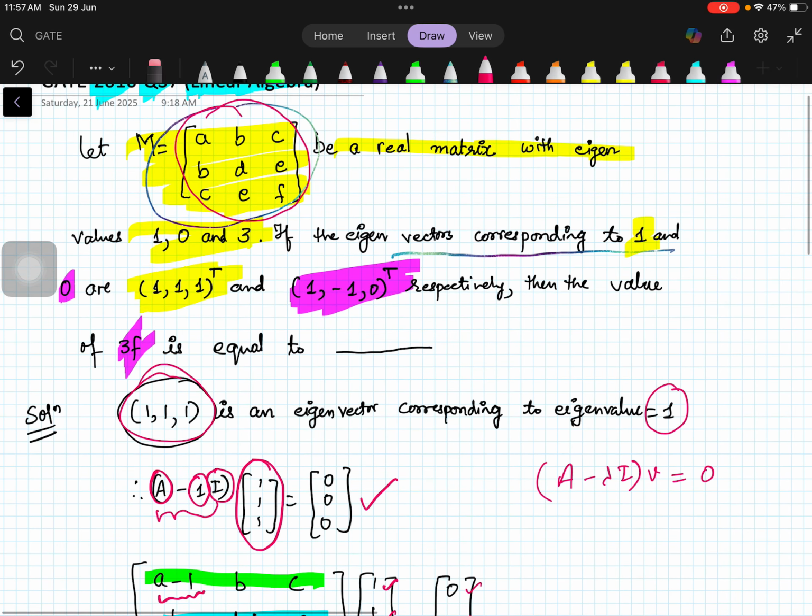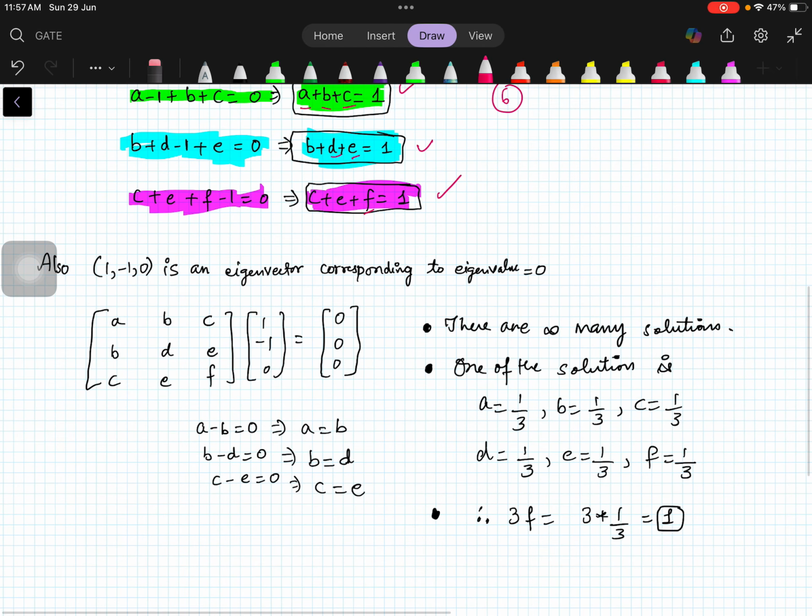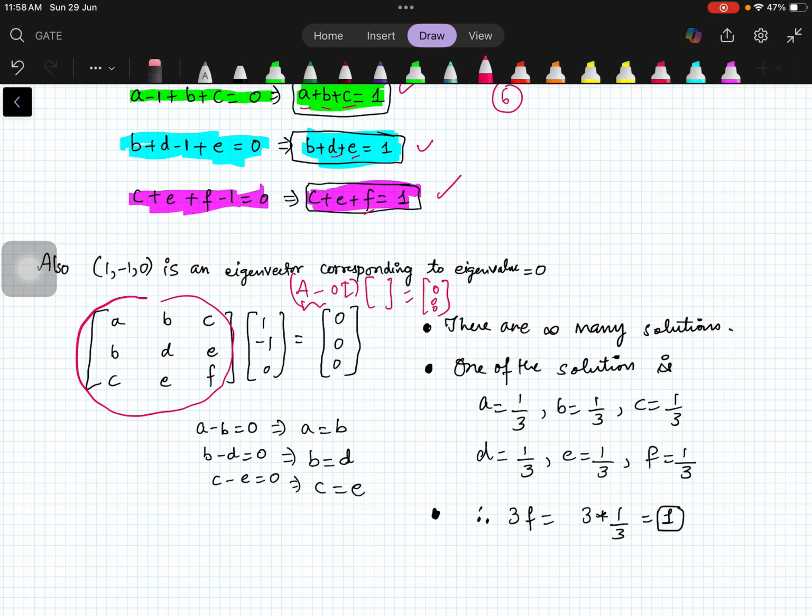One more thing is given, that this particular vector is an eigenvector corresponding to 0. So you will use the definition again. You have (A minus 0 times the identity) times the eigenvector equal to (0, 0, 0). When you do A minus 0, you get A again, and the product with the vector is (0, 0, 0). When you multiply similarly as we did earlier, you get a minus b equal to 0, then b minus d equal to 0, and c minus e equal to 0.